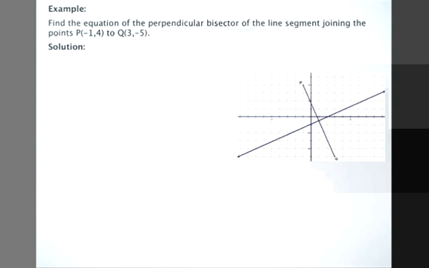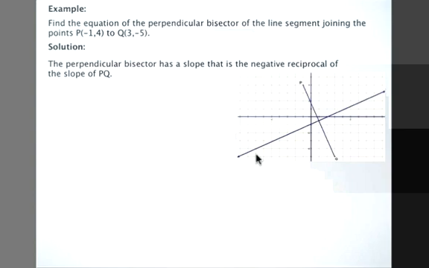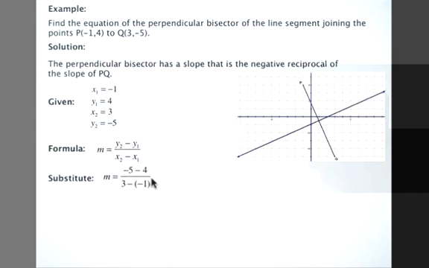Now let's look at the slope of the perpendicular bisector. It's going to have a slope that's a negative reciprocal of the slope of PQ. So we'll calculate the slope of PQ. Again, x1 is -1, y1 is 4, x2 is 3, y2 is -5. So our formula, m is equal to (y2 minus y1) over (x2 minus x1). So when we sub in, we have (-5 minus 4) over (3 subtract -1).